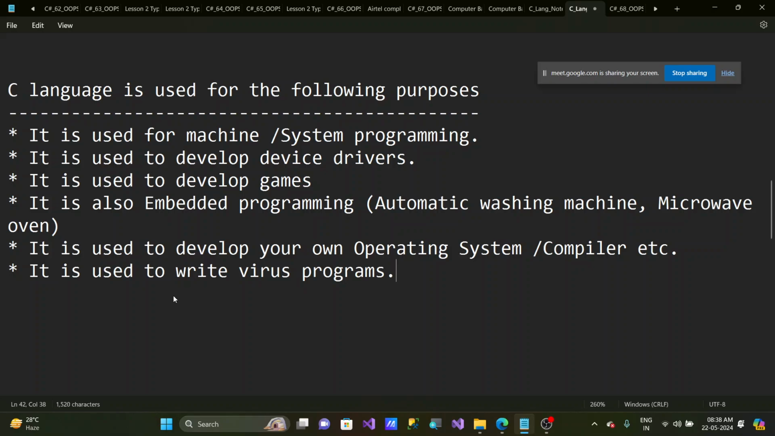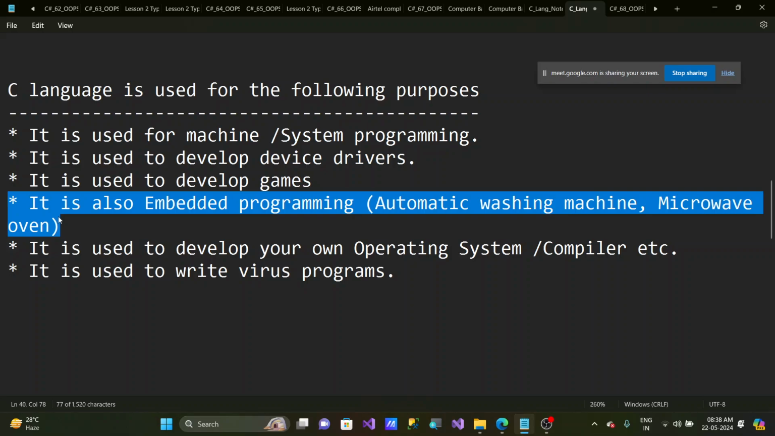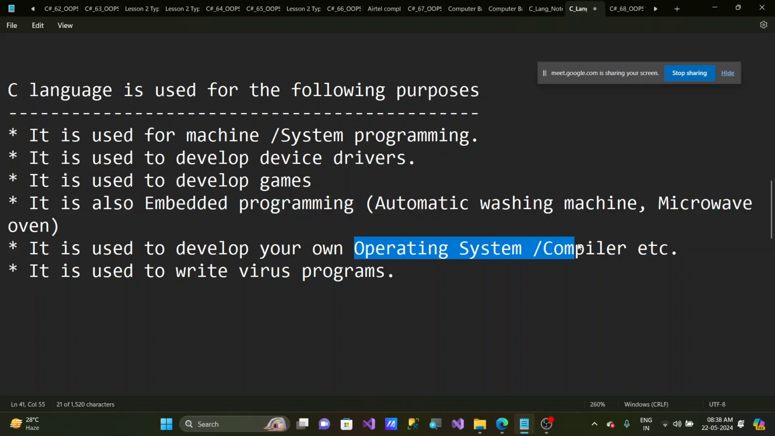So mainly it is meant for system programming or device driver programming. Games you can develop. You can develop embedded coding, embedded devices. You can use C language. And you can develop your own operating system using C language, or you can develop your own compiler or interpreter, any application you can develop. And you can also develop virus applications, or if you want to develop any antivirus application, that is also possible, guys. So these are all possible with the help of C language.